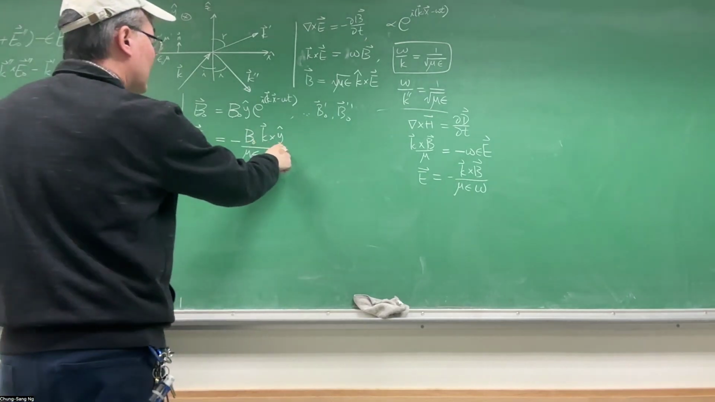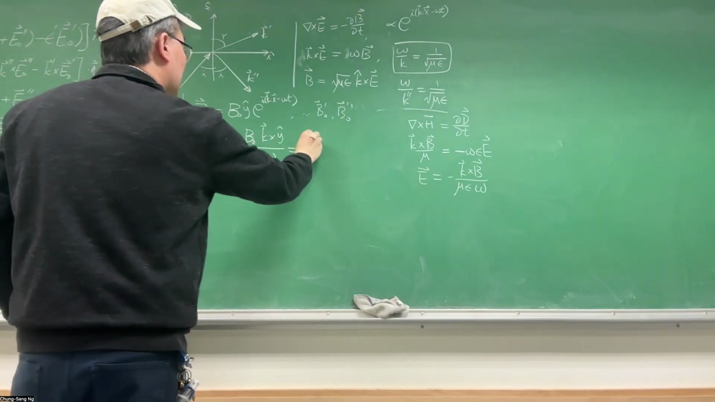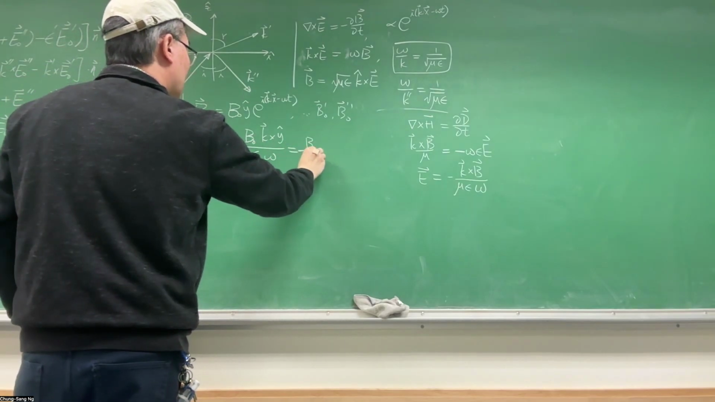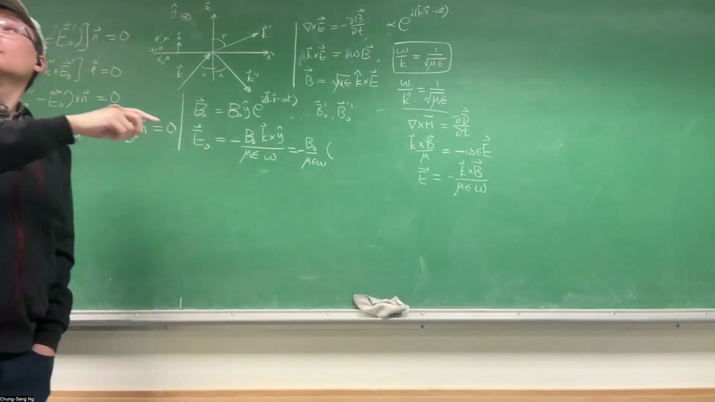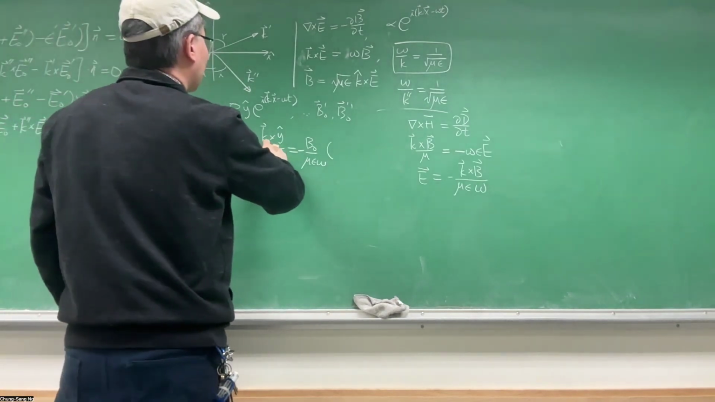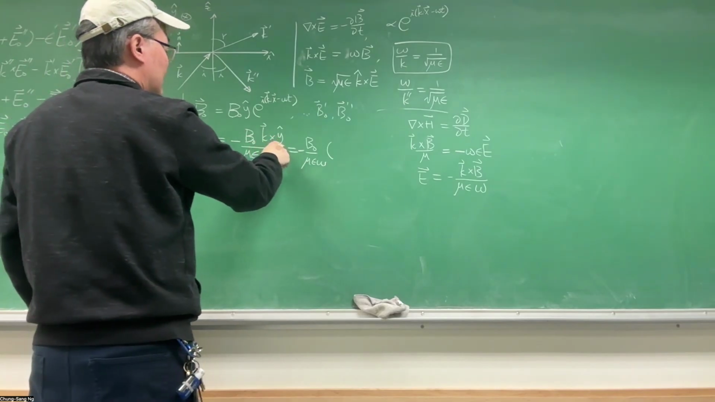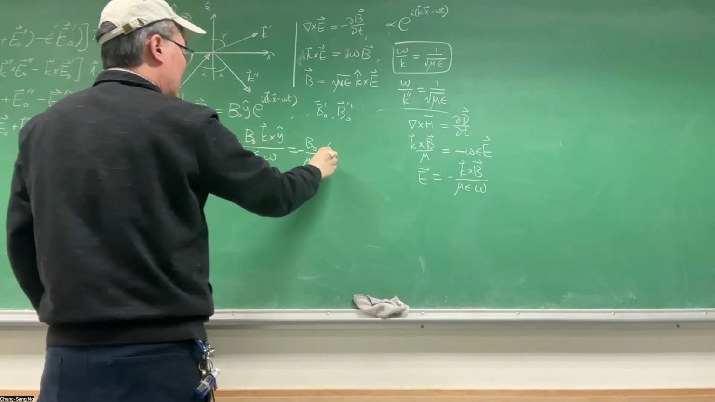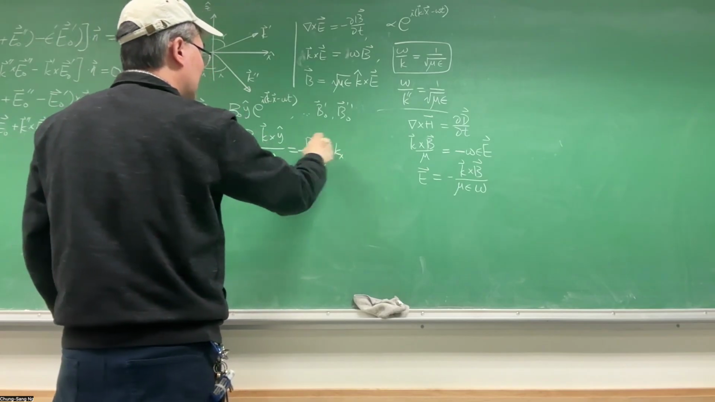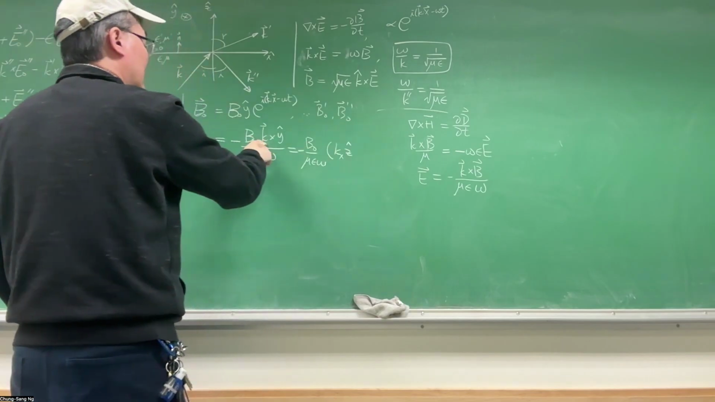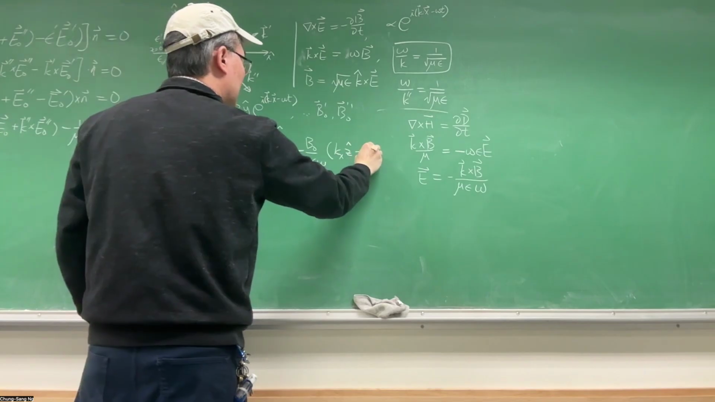And now k cross y is: you have kx and kz, the k is on the xz plane. x cross y is z, so kx times the z component, and then z cross y is minus x, so minus kz.